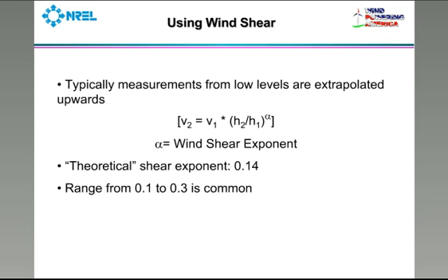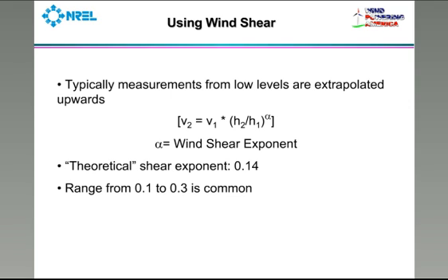This next slide just gives the formula for calculating wind shear. This is commonly used in the United States. If you have wind speed or average wind speed at one height, h1, and you want to calculate it at a different height, say you have data from an anemometer or just off the internet, and you want to scale it to your turbine hub height, this formula tells you how to do it.